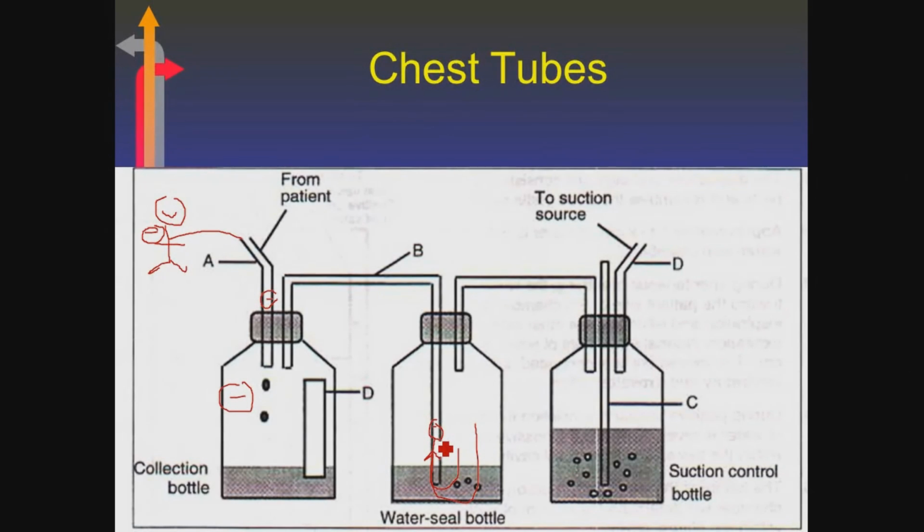And the third bottle is the suction control bottle, and this is basically in line with this bottle. As I attach vacuum here, the degree to which all of this is exposed to vacuum pressure is dictated by how deep this one is below the surface of the water. So if this is 10 centimeters of water below the surface, the maximum vacuum pressure, no matter what I set this at, even if I set it to minus 80, is dictated by that. Suction control, that's all you need to know now. Control, collection, and water seal. They go in this order.